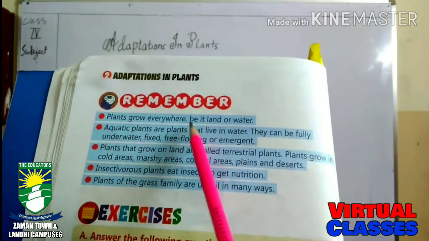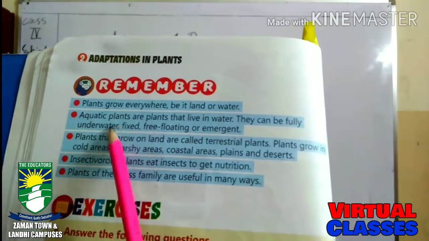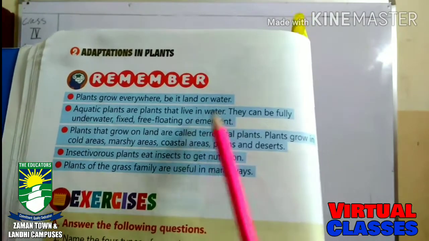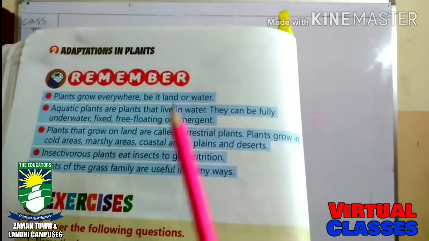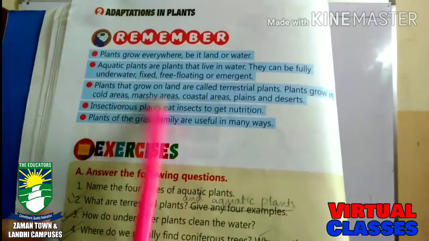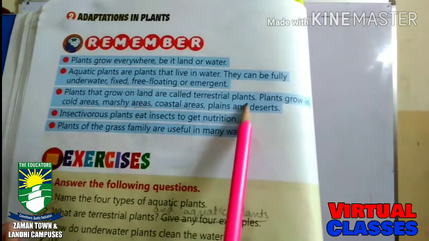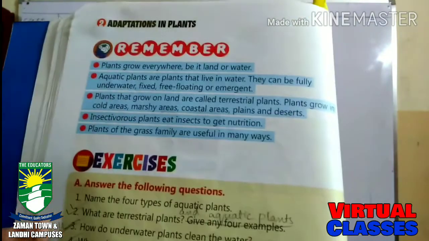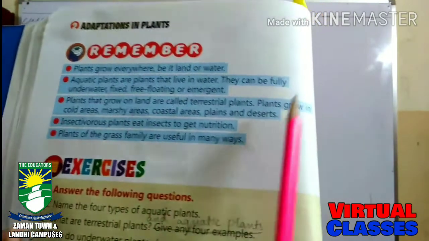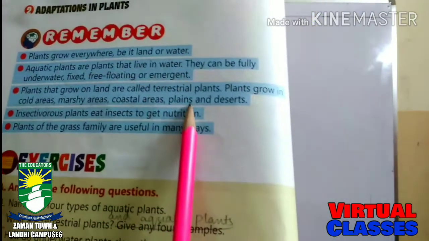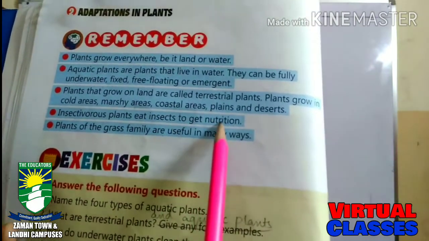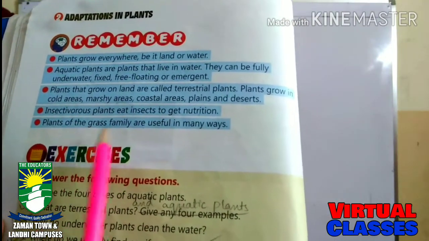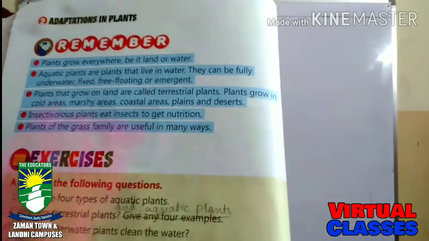Plants grow everywhere, be it land or water. Aquatic plants are plants that live in water. They can be fully underwater, fixed, free floating, or emergent. Plants that grow on land are called terrestrial plants. Then the remaining you will read. Insectivorous, we know about it. Plants grow in cold areas, marshy areas, coastal areas, plains, and deserts. Insectivorous plants eat insects to get nutrition. And plants of the grass family are useful in many ways.